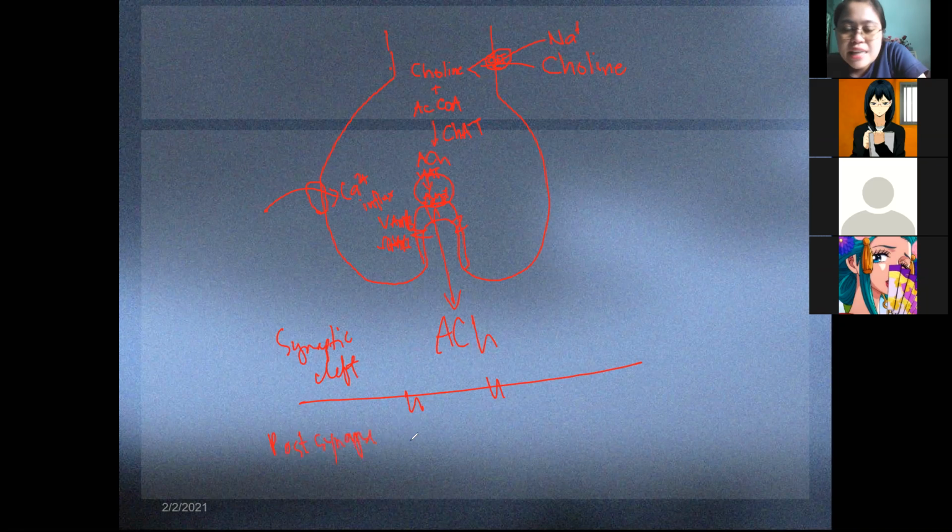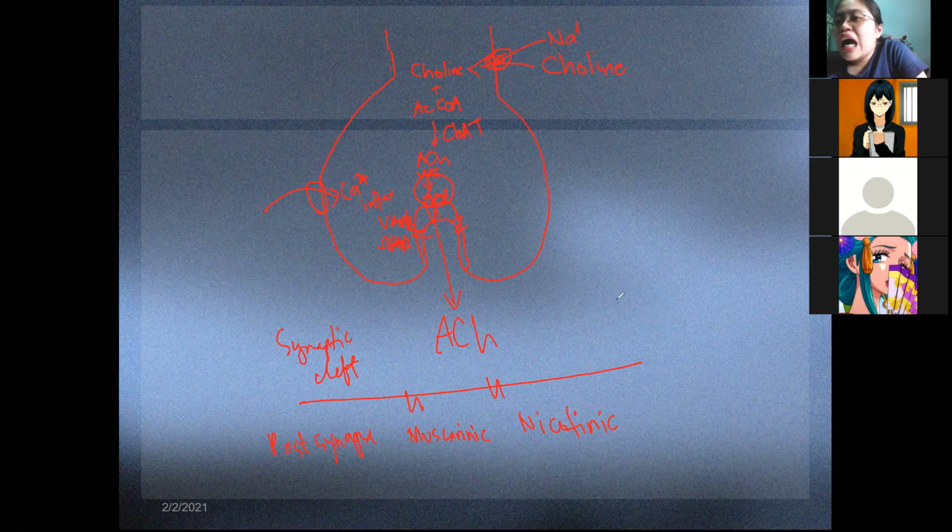When you say post-synapse or post-synaptically, it's after the synaptic cleft. We have two types of receptors of acetylcholine. We have the muscarinic receptor, and the other one is called the nicotinic receptor. Okay? So it can bind there.